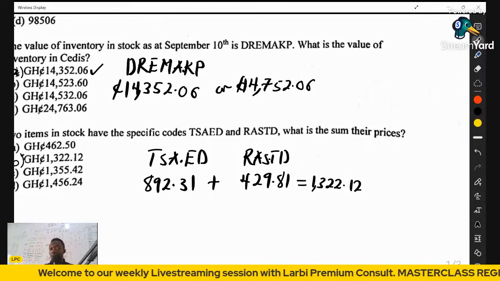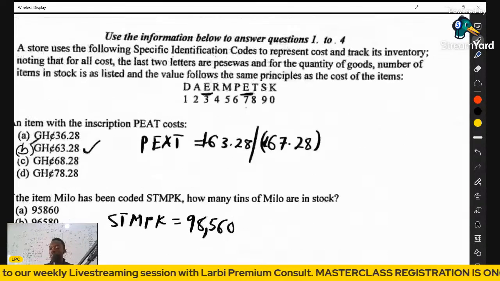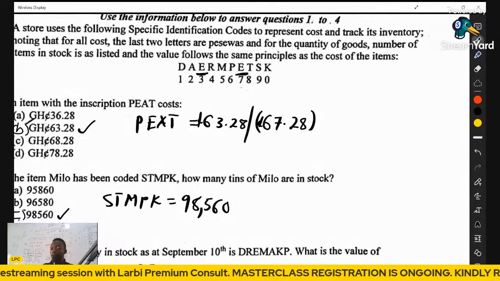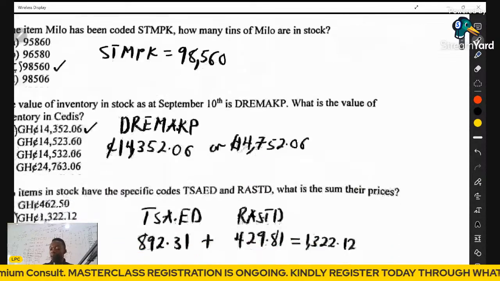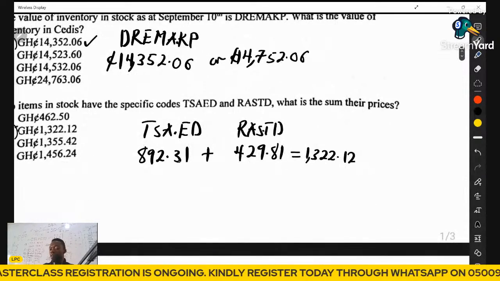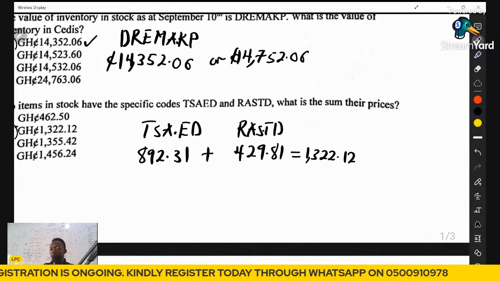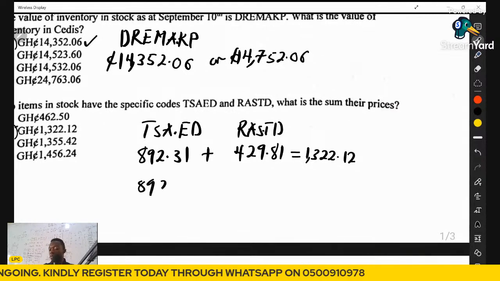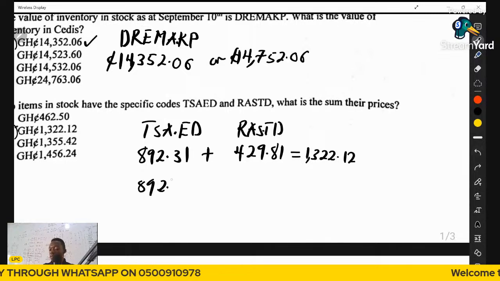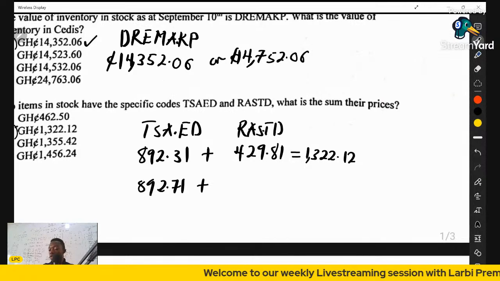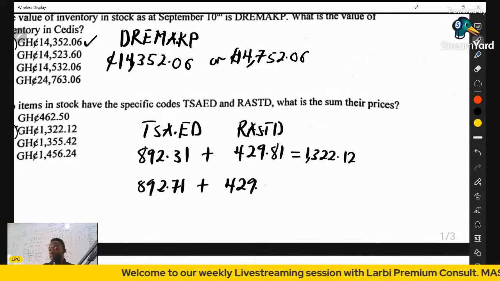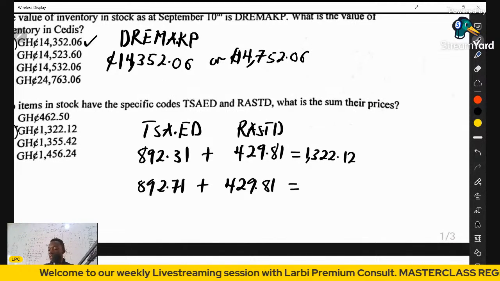But what about the second word, E, which we know was what? 7. Yeah, this 7 we are talking about as E, right? So if that is the case, then we'll just change the 3 to 7. So we have 7, 1. But whatever we have here remains the same. Nothing will change. So we have 429.81.